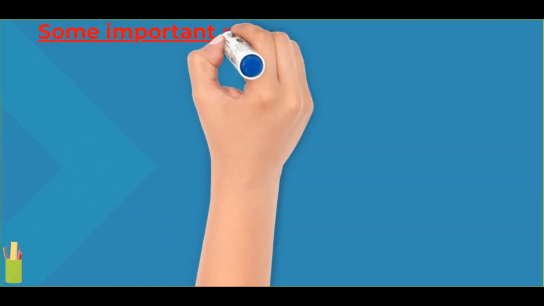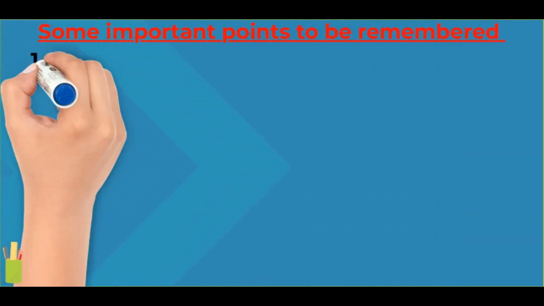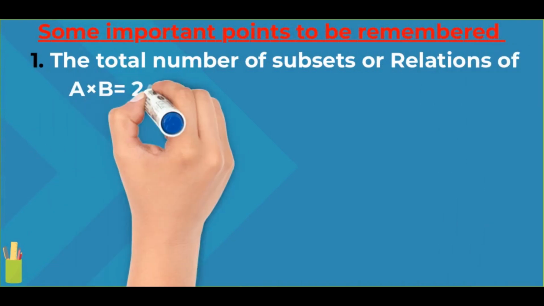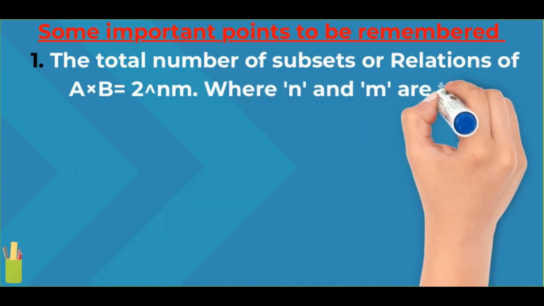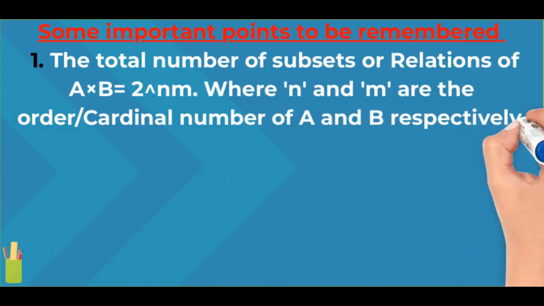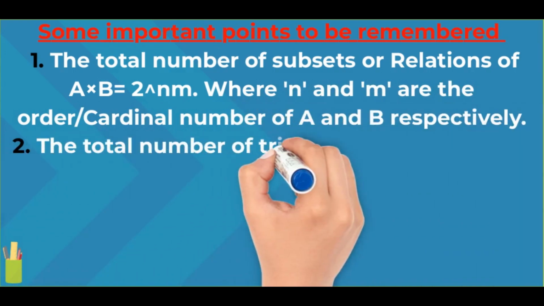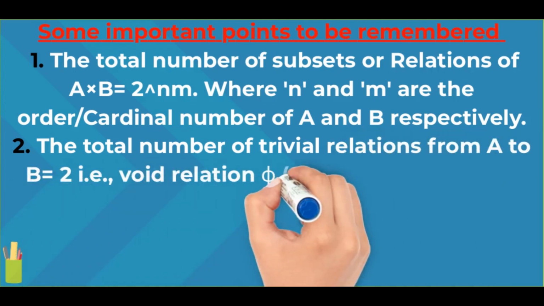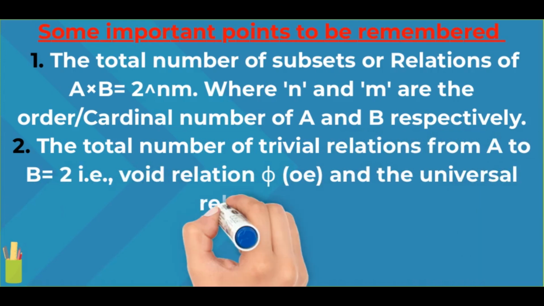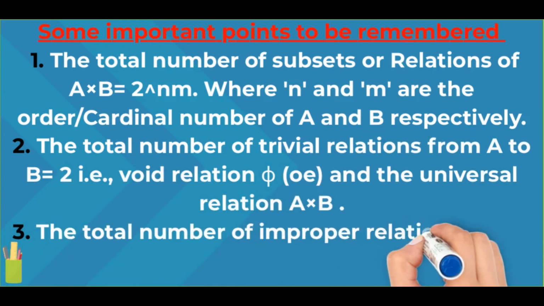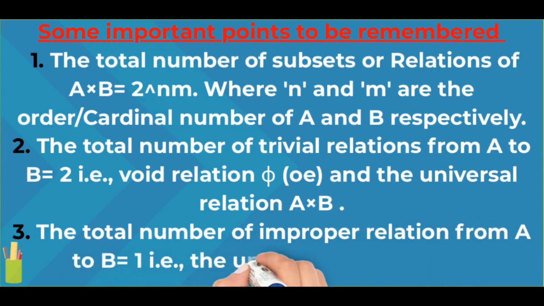Some important points to be remembered. First, the total number of subsets or relations of A cross B is equal to 2 raised to the power nm, where n and m are the order or cardinal number of A and B respectively. Second, the total number of trivial relations from A to B is equal to 2, that is the void relation, phi, and the universal relation A cross B. Third, the total number of improper relations from A to B is equal to 1, that is the universal relation A cross B.